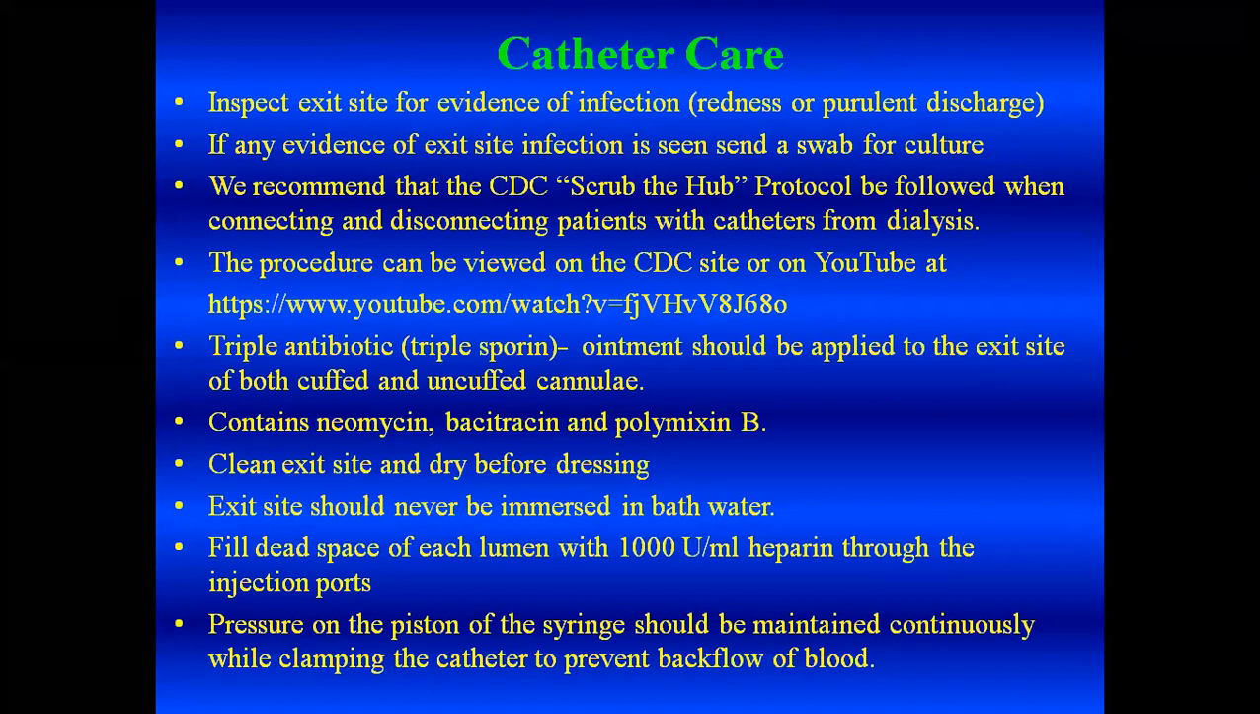And then the ISN guidelines recommend that the CDC scrub-the-hub protocol should be used when connecting and disconnecting patients. When you scrub the hub, it's not only the alcoholic chlorhexidine that is important. The CDC guidelines stress that it is the force and the friction that you apply to the threads of the hub that is important, because that removes soiling with dried blood or other residue in the threads of the hub of a catheter. So scrubbing the hub with adequate force and adequate friction is important, perhaps as important as the disinfectant being used.